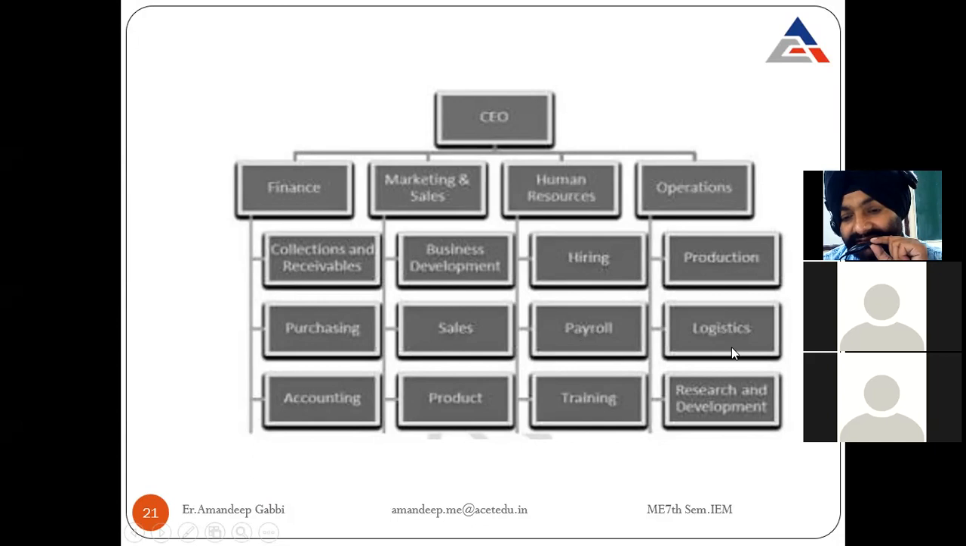Operations, production, and logistics take the raw material from outside, process it through all the stages, and send the finished product wherever it is required or being sold, along with research and development. So this is the functional structure. Now let us take another example, then we will move ahead.